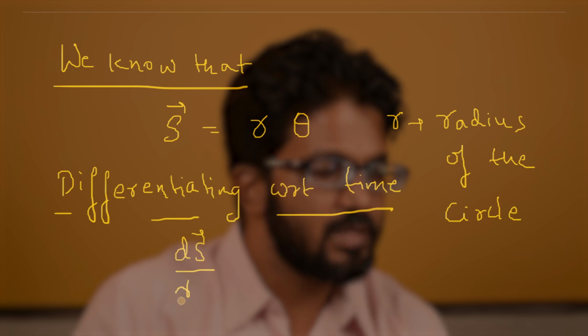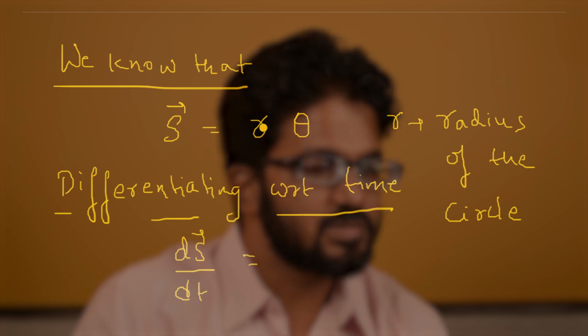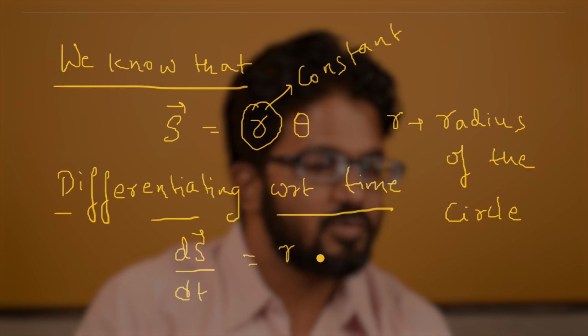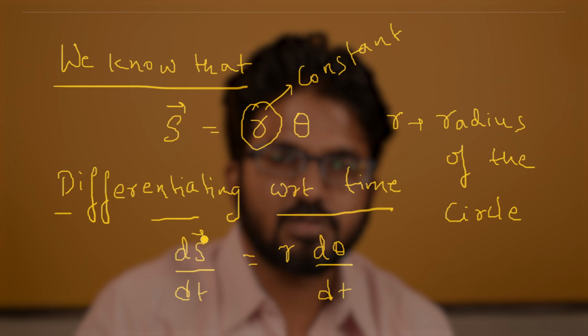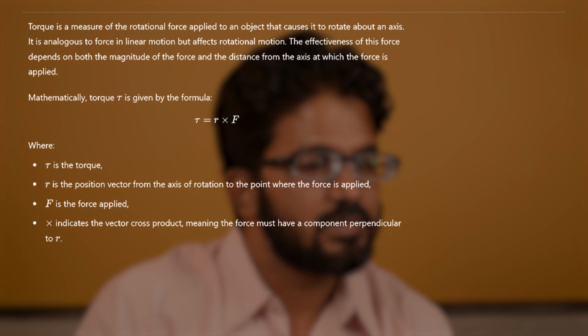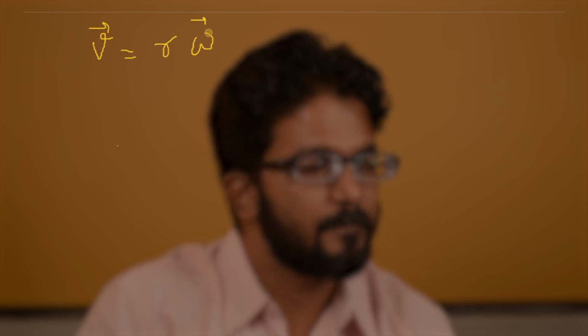So this will give ds by dt, where r is a constant because the radius of the circle is not going to change, is equal to r d theta by dt. So this is the rate of change of displacement with respect to time, and this is the rate of change of theta with respect to time. So we can say that this rate of change is denoted by v. This is the linear velocity we have, and this rate of change of theta with respect to time can be denoted by omega.